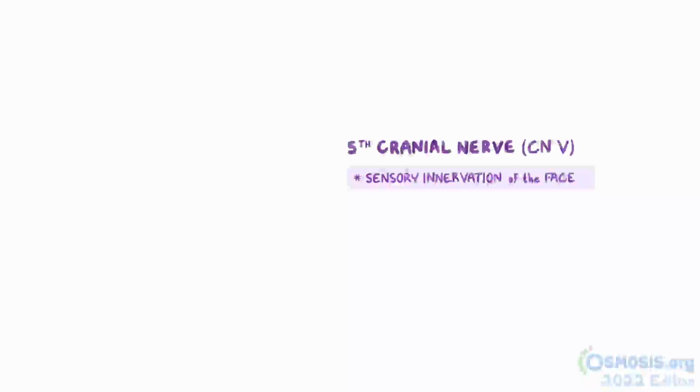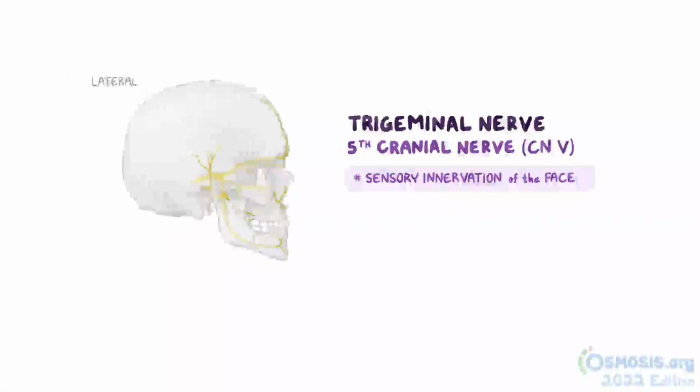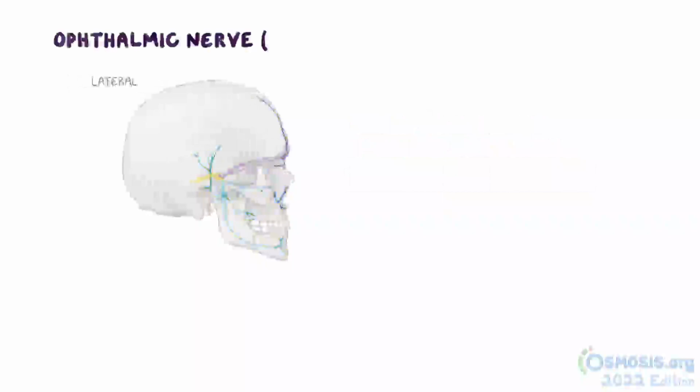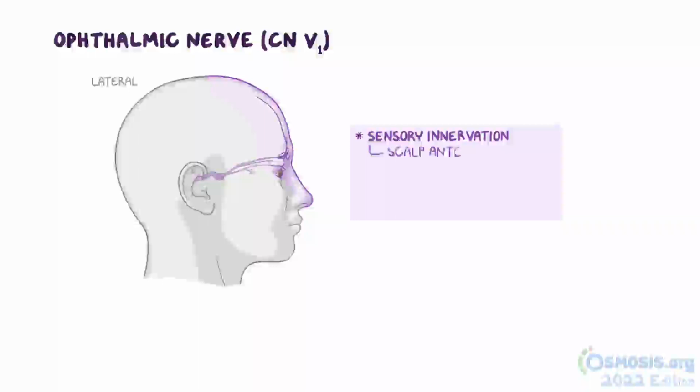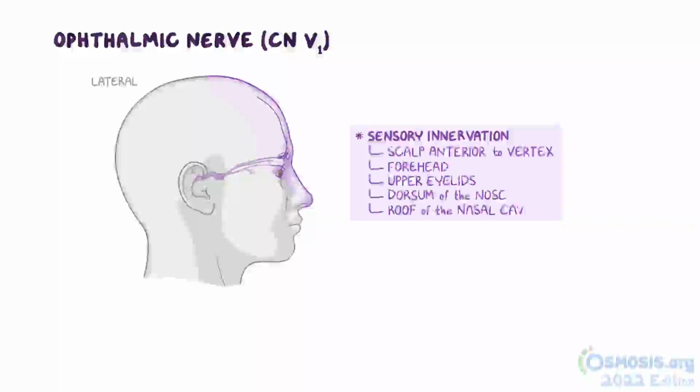Let's start off with the sensory innervation of the face. Almost all of its sensory innervation is provided by the 5th cranial nerve, also known as the trigeminal nerve, which has 3 divisions. Its superior division is known as the ophthalmic nerve, and it provides sensory innervation for the part of the scalp anterior to the vertex of the head, the forehead, the upper eyelids, the dorsum of the nose, and the roof of the nasal cavity.